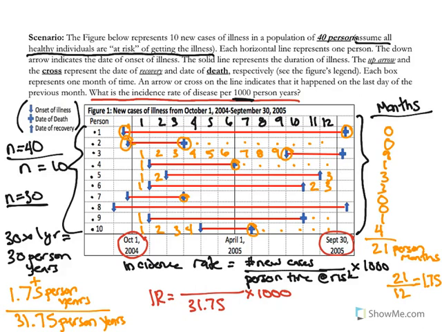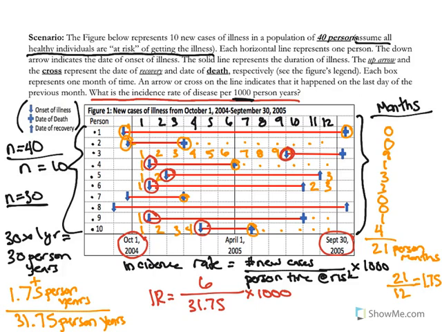So now we need to figure out the number of new cases. So if we look at this figure, we need to count up the number of new cases that occurred from October 1st, 2004 until September 30th, 2005. So if we go through, person 1 didn't get sick during that time period, person 2 didn't, person 3 did, so we're going to circle that, person 4 did, person 5 did, person 6 did, person 9 did, and person 10. They all got sick. So if we count those up, there's 1, 2, 3, 4, 5, 6 new cases of disease during that 1 year time period.